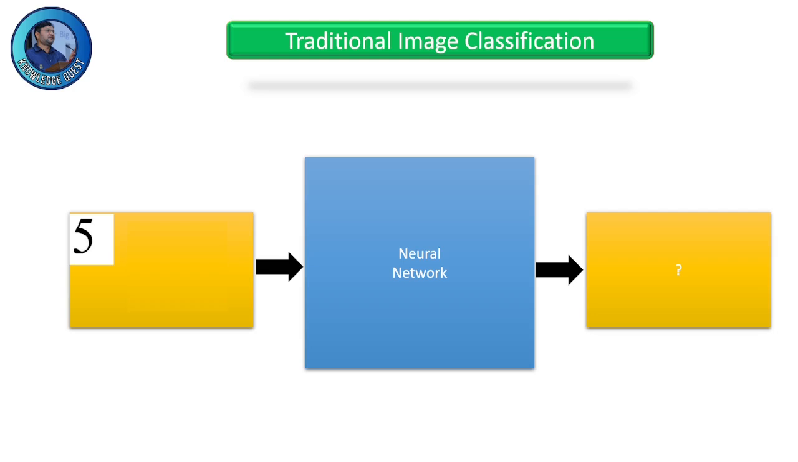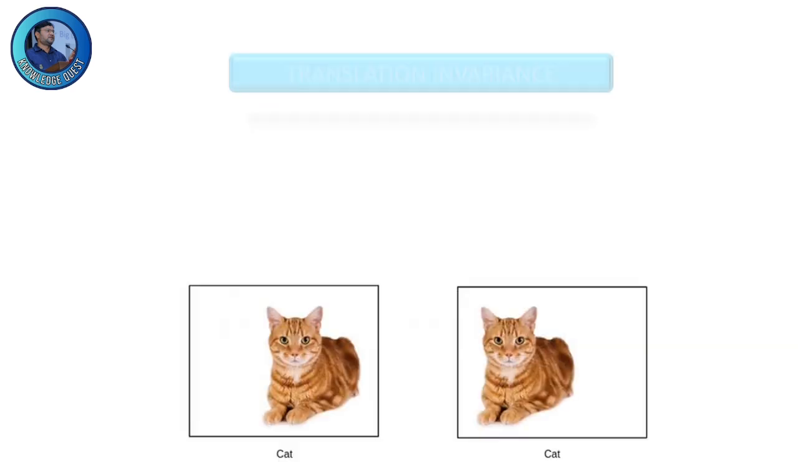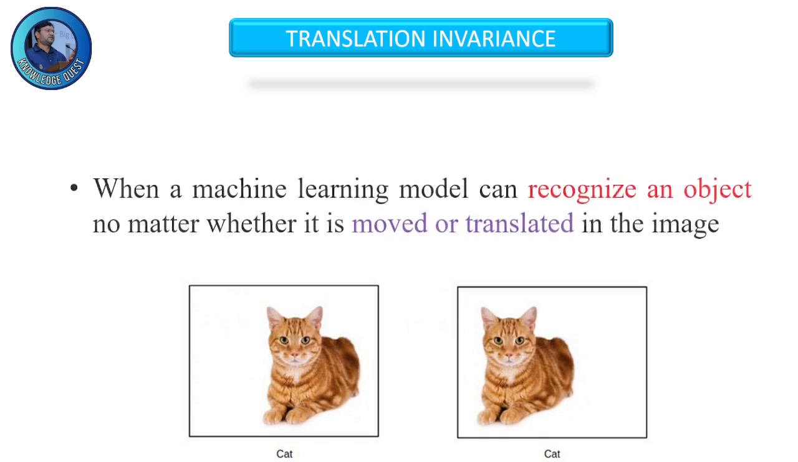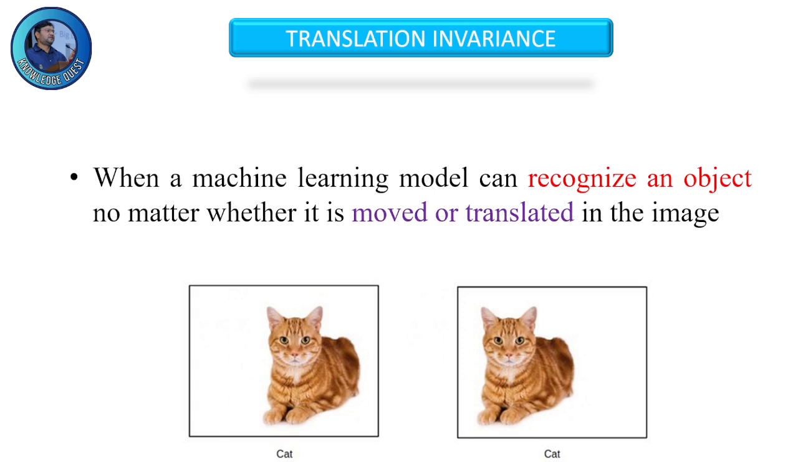But the 5 could appear anywhere in the image. It could just as easily appear at the bottom like this. We need to improve our neural network so that it can recognize objects in any position. This is called translation invariance. This is the idea that a machine learning model should recognize an object no matter where it is moved within the image. Moving the cat around the image here doesn't change the fact that it's still just a cat.